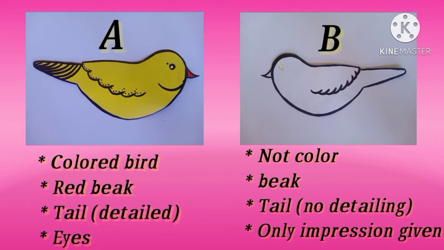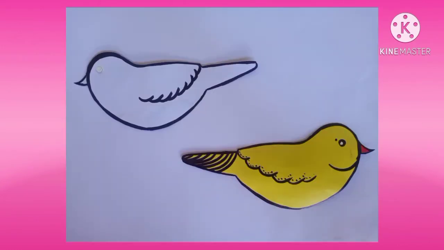Bird A has a detailed tail, but bird B does not have any detailing about the tail. A has eyes, but B has only an impression. No eyeball is showing. So children, the colored bird is showing you the detailed features like eyes, beak and the color. Whereas the uncolored bird is not showing you the features at all in detail.